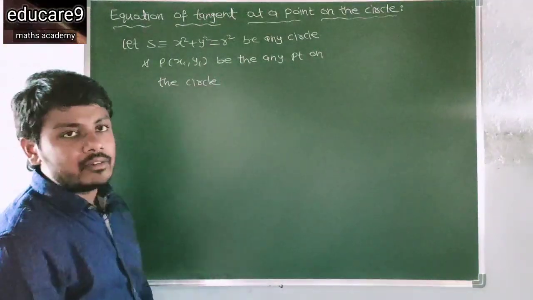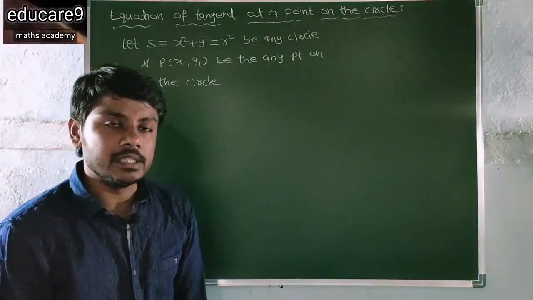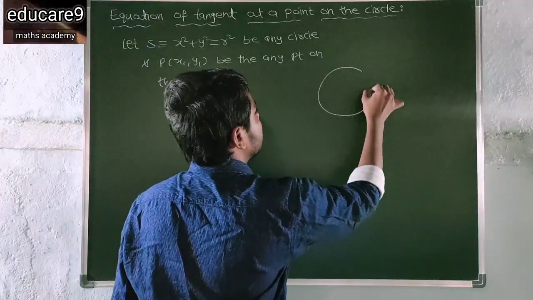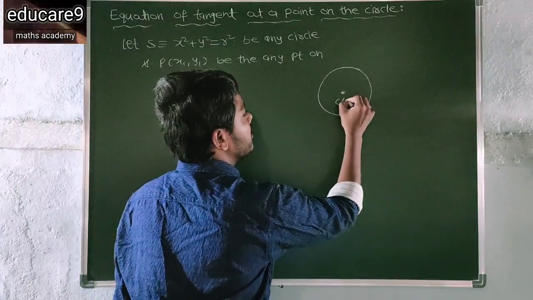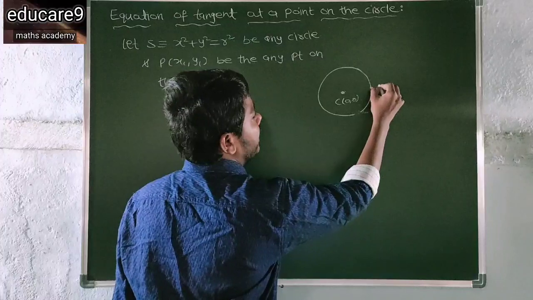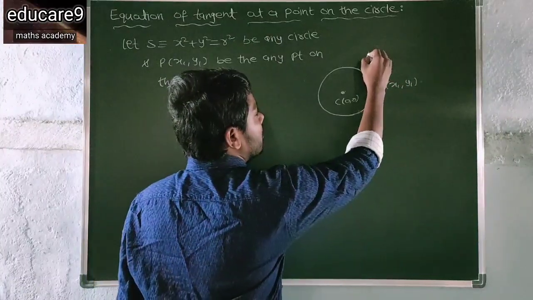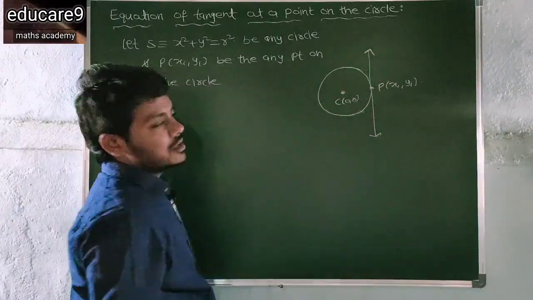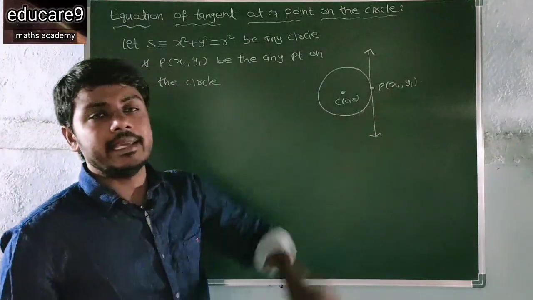Now find the equation of the tangent at point P (x1, y1) on the circle. See here, this is the given circle. This is the center, the origin. Suppose this is the point (x1, y1). Now this is the tangent of the circle. So you need to find the equation of the tangent at point P (x1, y1).